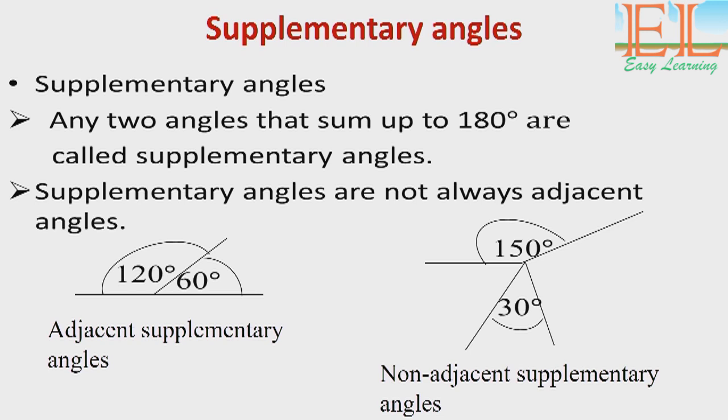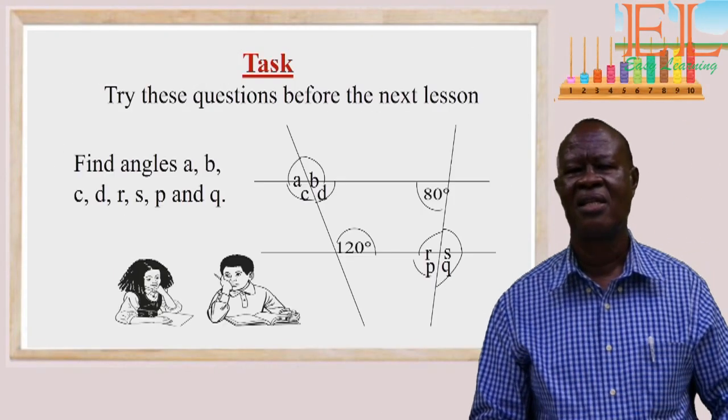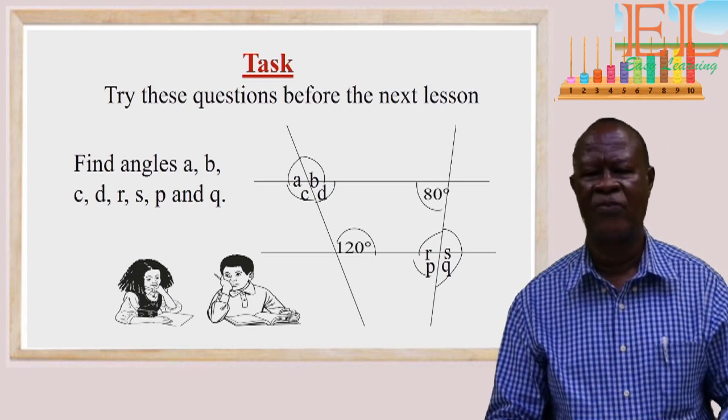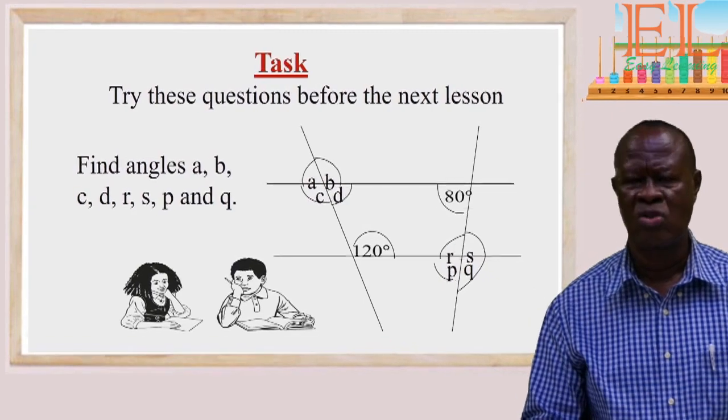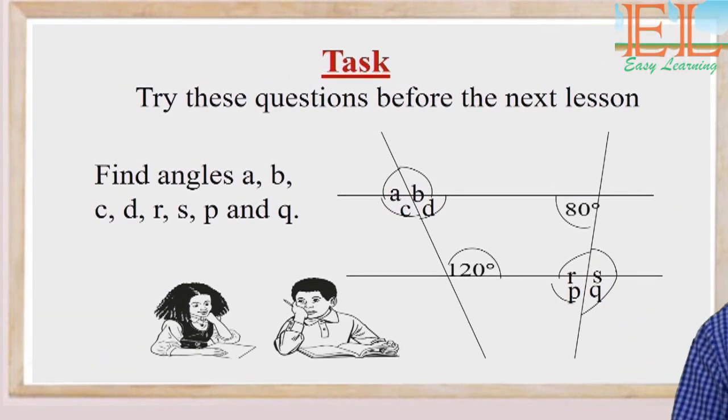And dear student, with the ideas you have gained, this is a task that you should do. Try these tasks wherever you find yourself, whether at home or in your school. So find these values. Find angles A, B, C, D, R, S, P, and Q in this drawing. And I hope by using the concepts we have developed from the beginning, you'll be able to answer these questions successfully.